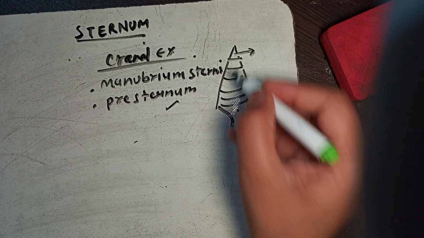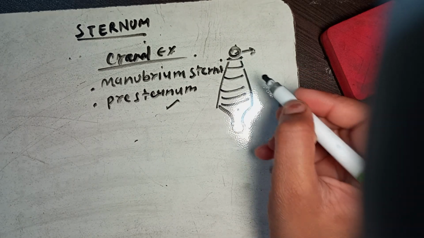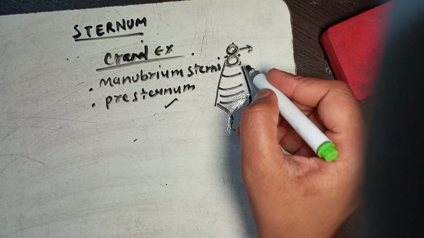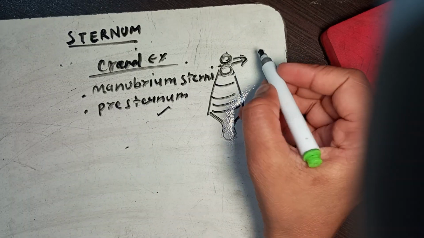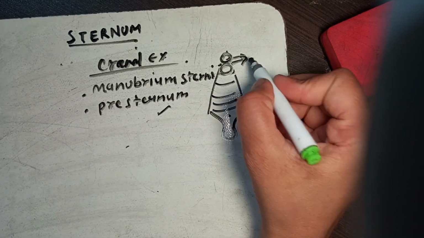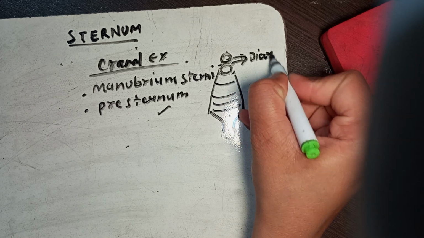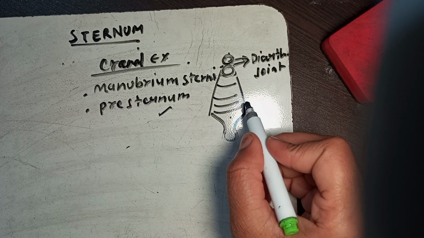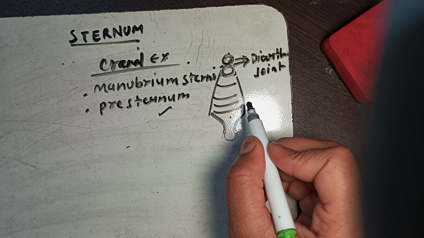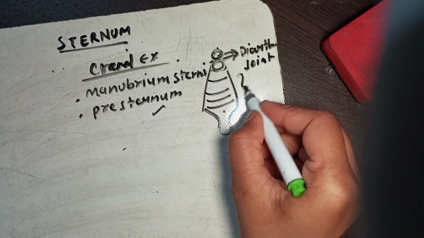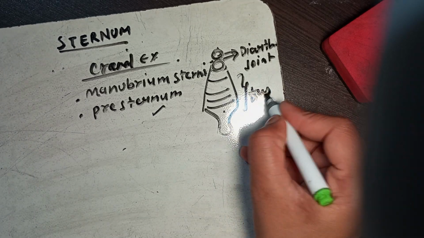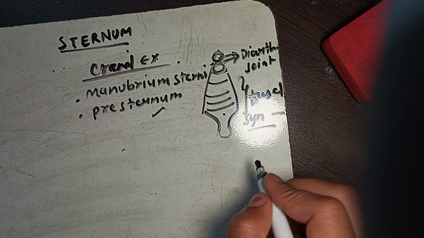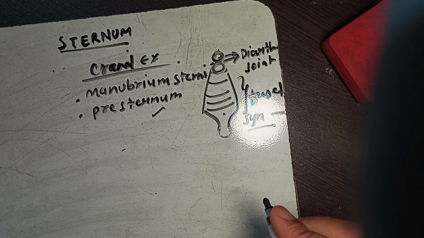Now the first and the second. This one is the first sternebra and this one is your second sternebra. The first and the second sternebrae are joined by a diarthrodial joint. A diarthrodial joint is your synovial joint, right? So the first and second sternebrae are articulated with a diarthrodial joint, and the rest of these sternebrae are fused, which is your synarthrodial joint. A synarthrodial joint is your fused type, that is your fibrous joint.